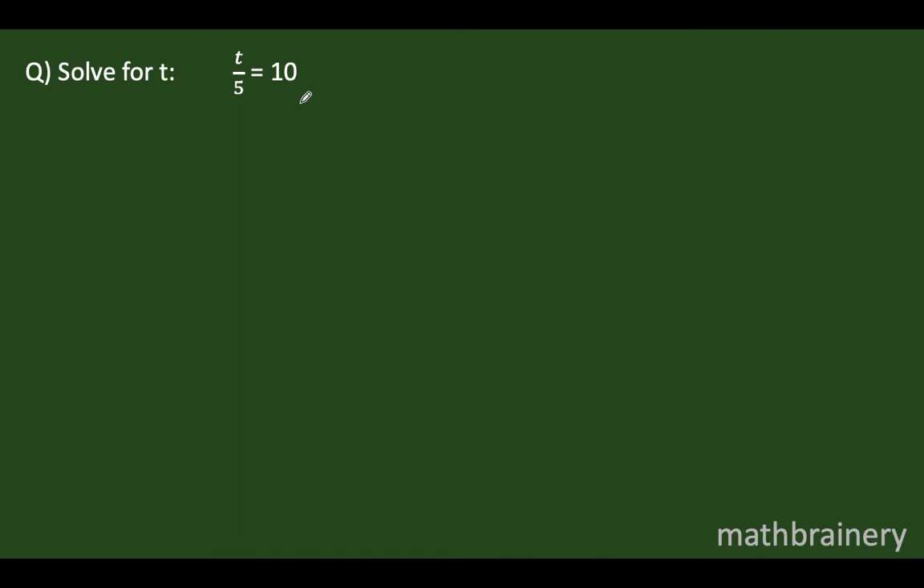t by 5 is equal to 10. Let me assume this 10 as 10 by 1. Let's now cross multiply these values. t times 1 is t, 5 times 10 is 50. So what is the value of t?